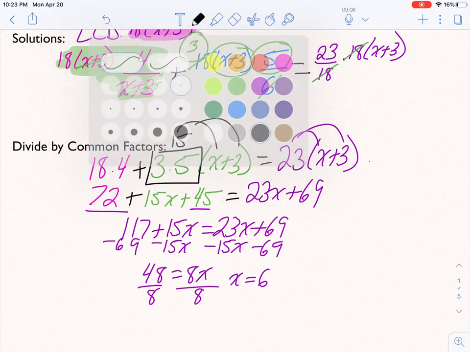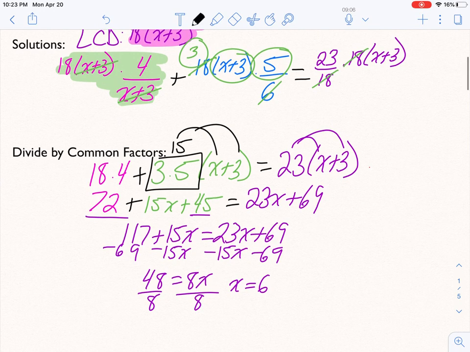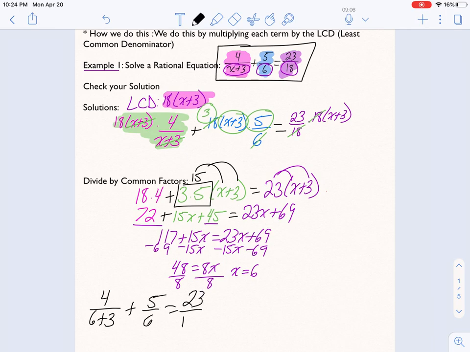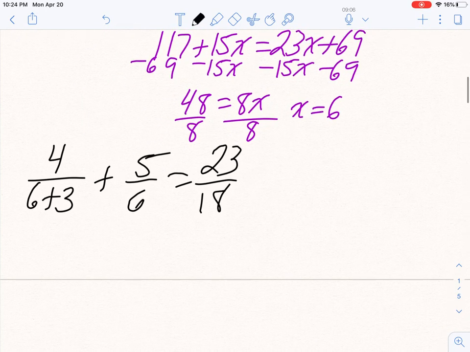Remember, anytime you solve for x, we can check our solution to see if we're right. Our statement should make sense at the end. So, zooming out, I'm going to plug back into my original equation they gave me. So I've got 4 over x plus 3, which I found my x to be 6, plus 5 over 6 should equal 23 over 18. So let's go ahead and check that. 6 plus 3 is 9.